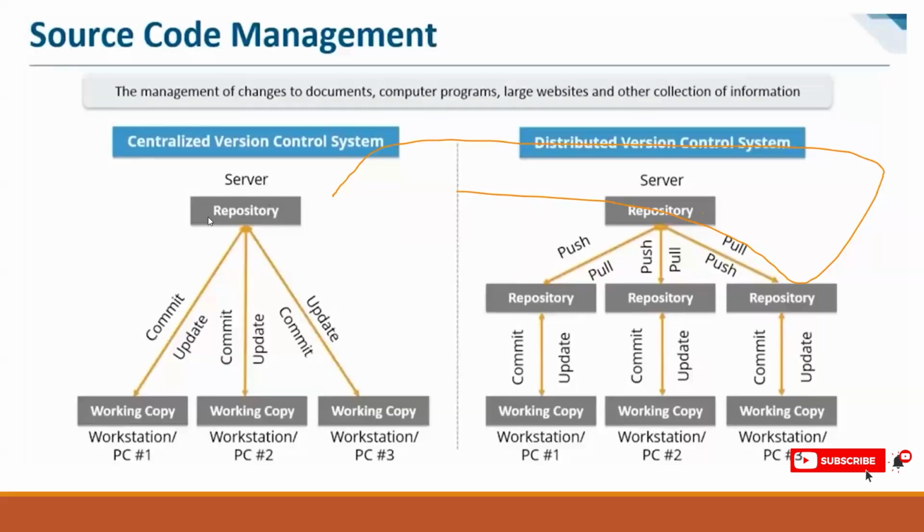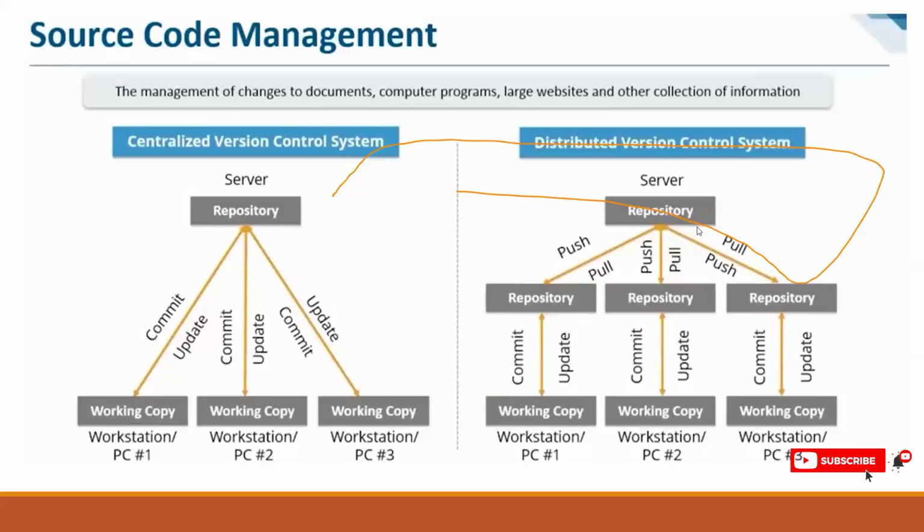In the centralized version control system, there is only one server, one remote server, and the working copy. So from your local, you commit the code to the server. If something goes wrong on the server, the code will be lost. So that's the reason the distributed version control system came.